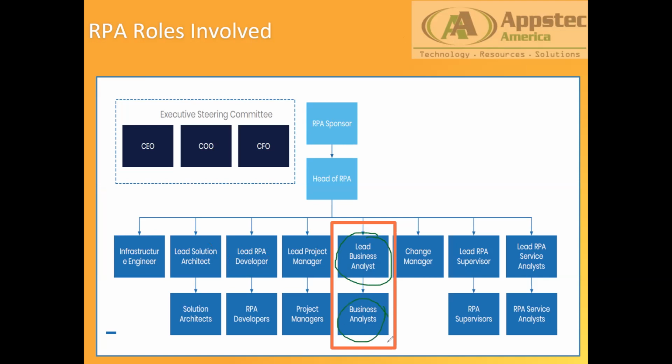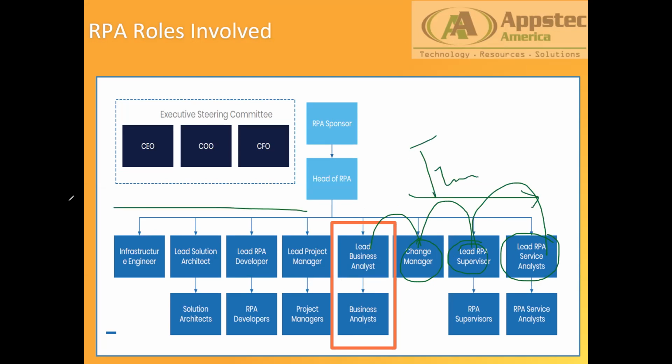So let's say if you are a beginner, you might be a business analyst, and once you are promoted with certain years of experience, you could become a lead business analyst in today's IT world. So this is where we are interested. Other roles involve change manager, lead RPA supervisor, RPA analyst. So based on your expertise, you can get into these roles as well. These are more functional roles, and this part is more technical roles: solution architect to lead solution architect, RPA developer to lead RPA developer.